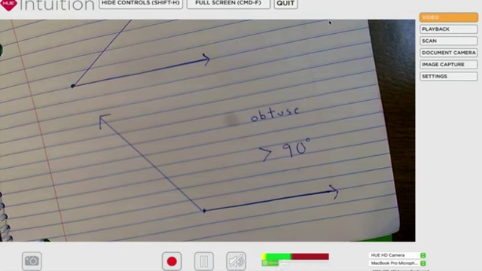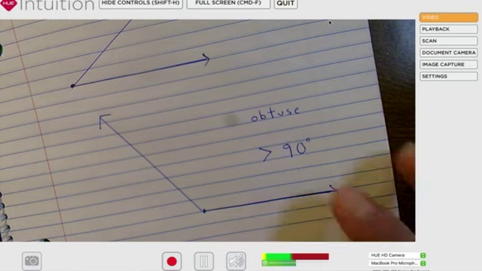There is another type of angle which I don't think we're going to get to today. That other type is called a straight angle, and it's pretty cool because it's just a straight line. But I believe that's in a future lesson.